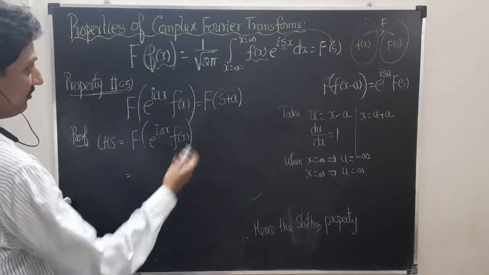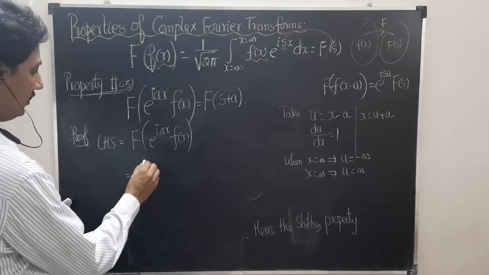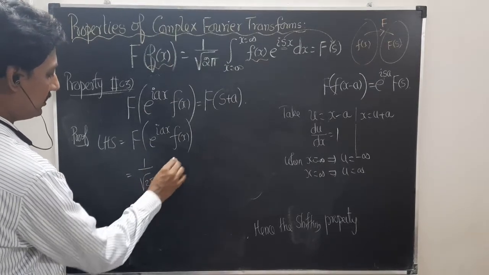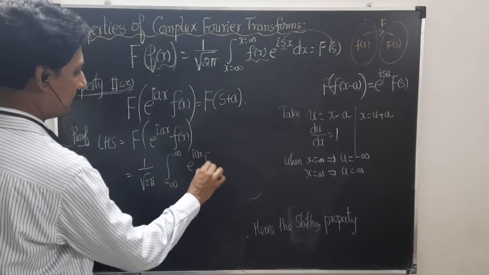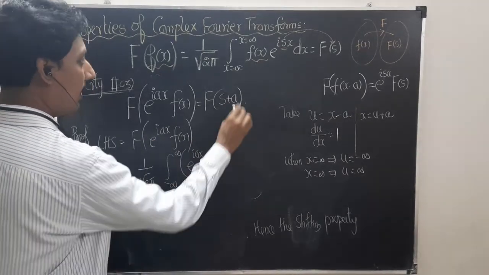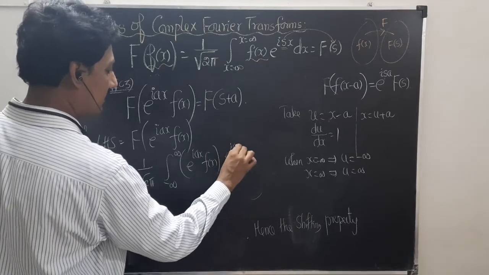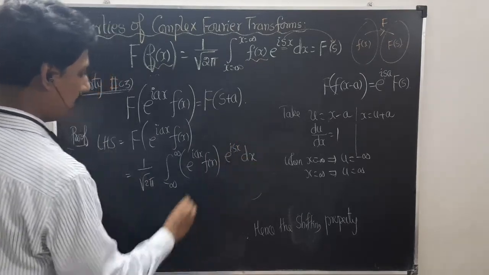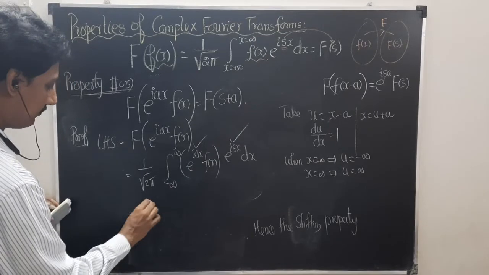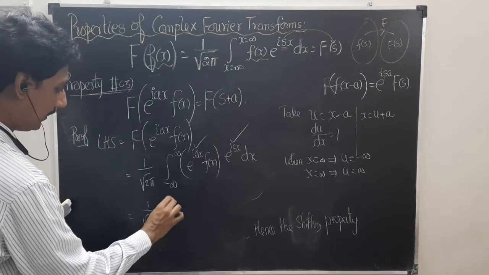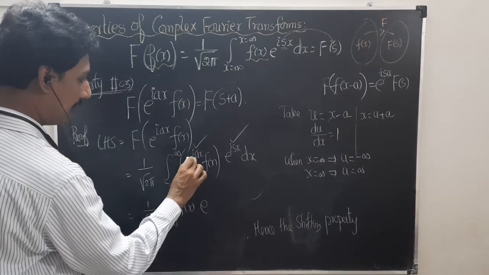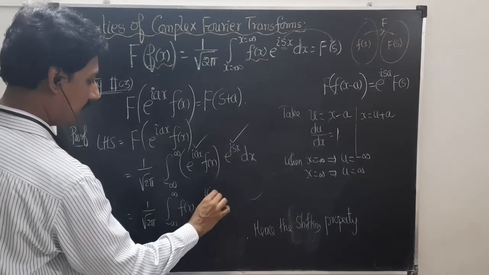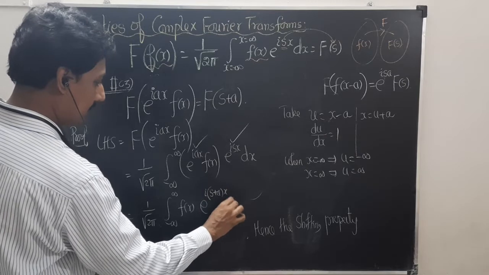So by using the definition, we can go for it. That is nothing but 1 by square root of 2 pi integral from minus infinity to plus infinity of e power iax into f of x, the given input function, and e power isx is the kernel of the transformation, dx. When we combine these two exponential terms, we get 1 by square root of 2 pi integral from minus infinity to plus infinity of f of x into e to the power i into s plus a into x dx.